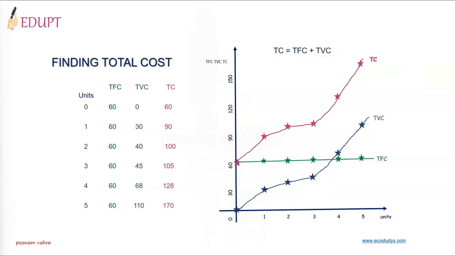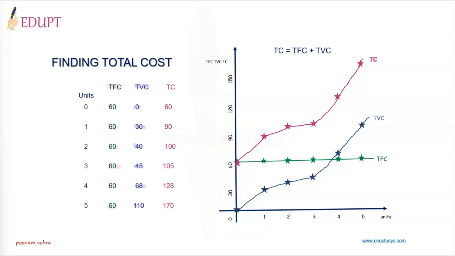You have already understood that total fixed cost remains same whether 0, less or more output is produced. You have also understood that total variable cost varies with the units produced. It is 0 when 0 units are produced, and then as production is increased, total variable cost also increases.